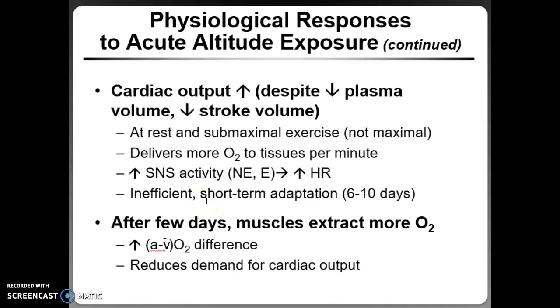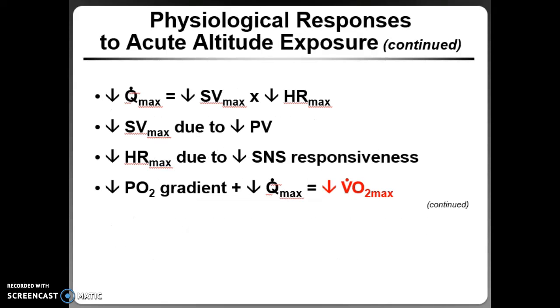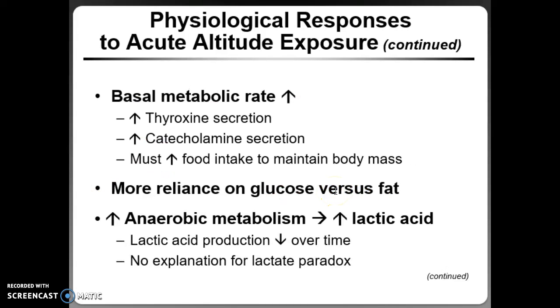and highly inefficient. After a few days, our muscles learn to extract more O2 and reduce the demand for the increase in cardiac output. So with exercise at maximal intensities and altitude, all of these things actually go down at max, and VO2 would then go down as well.